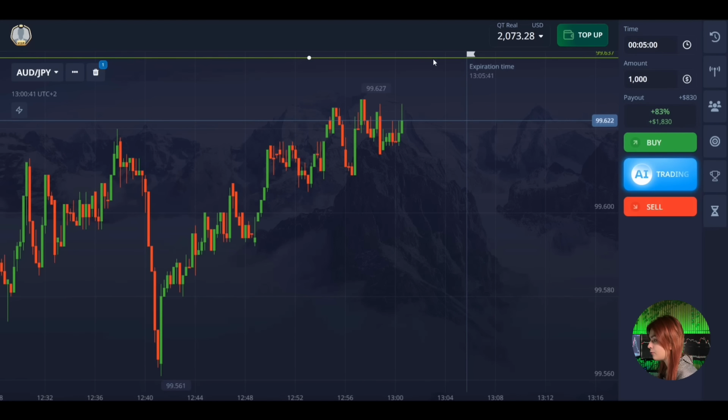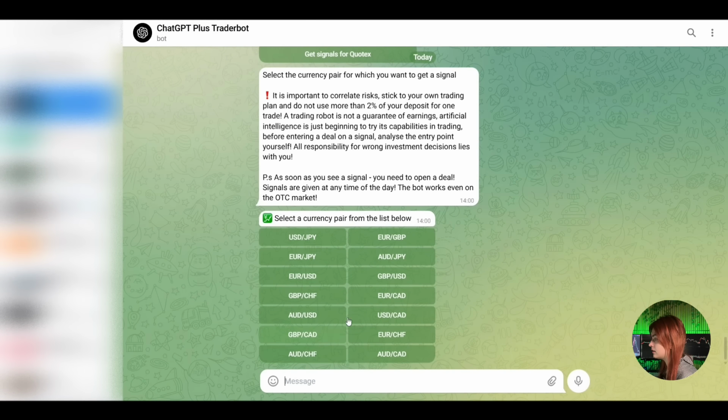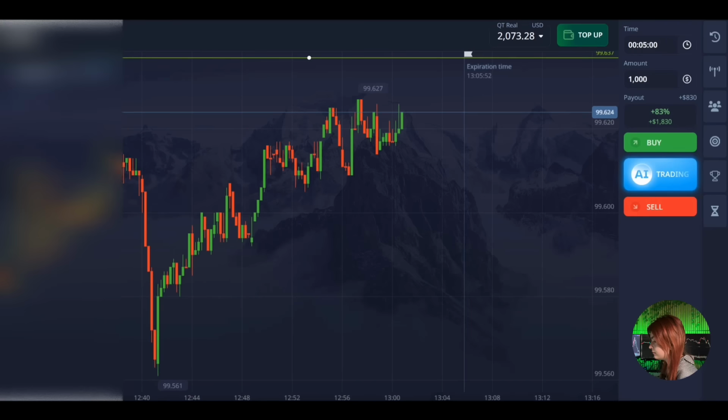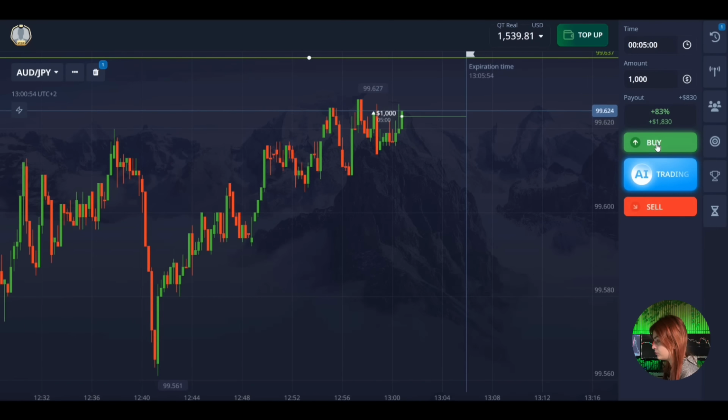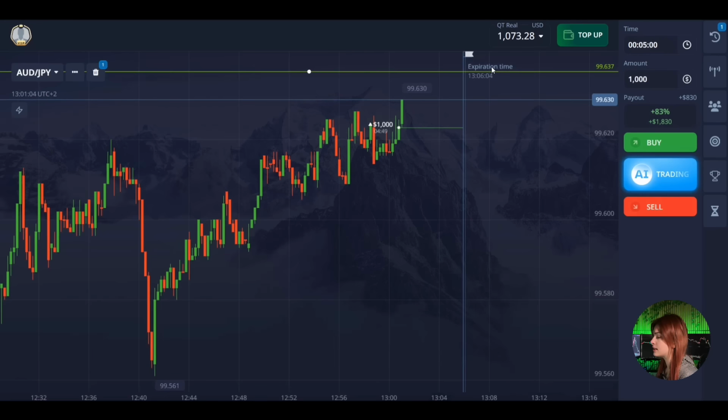Therefore, let's now make a request for this currency pair from the bot. Click the button in the list, AUDJPY, and here the chatbot offers us to open a deal to buy. Well, we do this and we will try to make money on the uptrend, on the convergence of the price with the level. I hope that 5 minutes in this case will be totally enough for us, guys, even taking into account consolidation. So let's wait for the end of our deal.